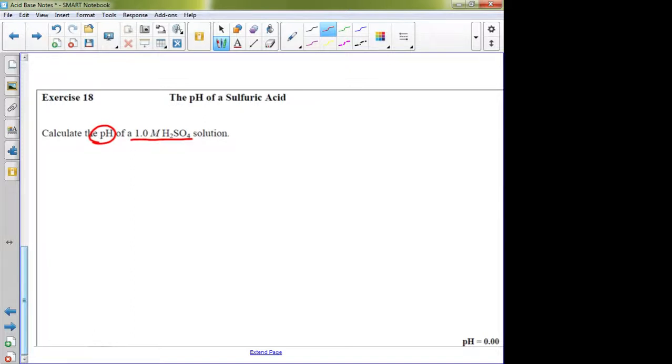This is what kind of acid? A strong acid. So I know it is going to completely dissociate, and I don't even have to worry about the second dissociation since it's 1.0. Does this make sense? Are you with me? So that means the concentration of my hydrogen is going to be what?